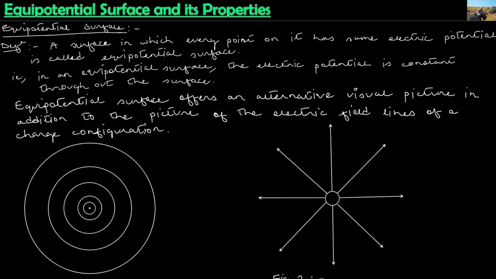In this teaching module, we will emphasize a topic which is the equipotential surface and its properties. So, what is this equipotential surface? Let us discuss point by point so that we will be clear. An equipotential surface is nothing but a surface which has the same potential at all its points.